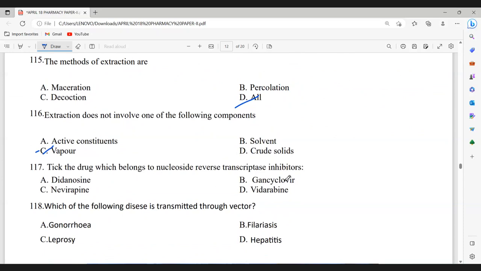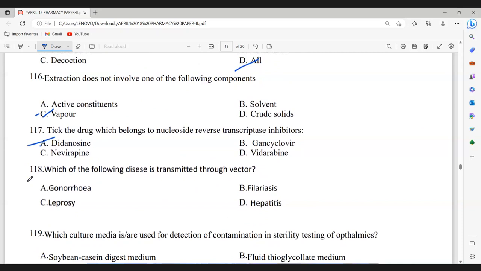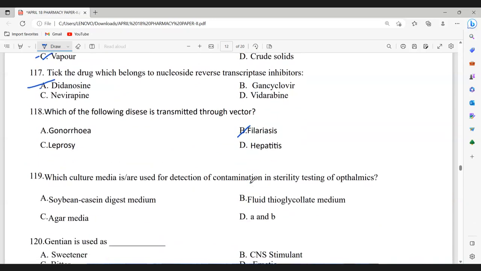I need the answer from you. That is didanosine. And 118, which of the following disease is transmitted through vector? Filariasis. It is transmitted by the female Culex mosquito. Then 119, which culture media are used for detection of contamination in sterility testing of ophthalmics? Two are used: soyabean casein and fluid thioglycolate.